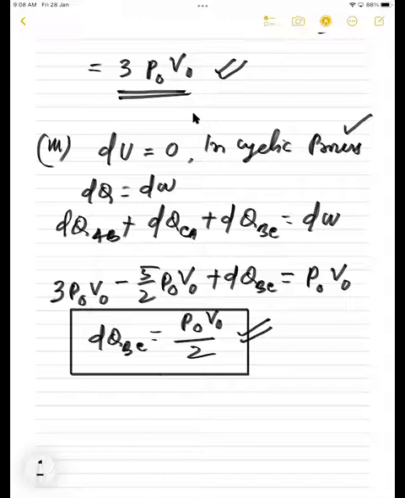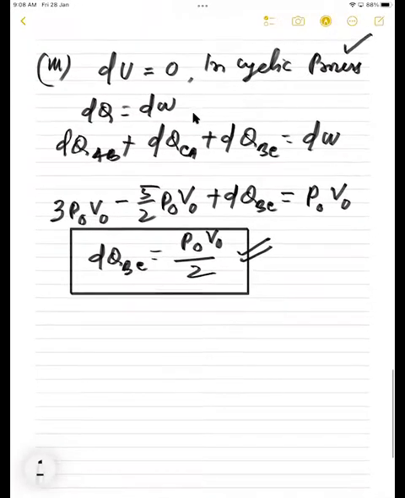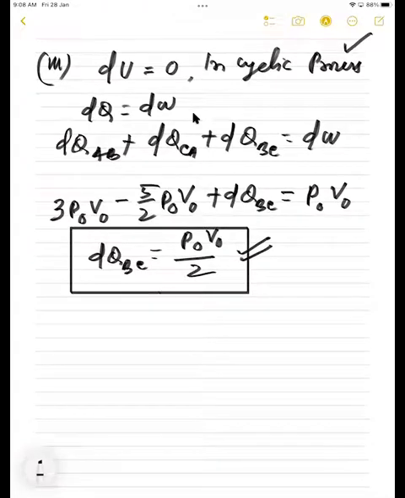Net heat absorbed by the gas during the path BC. So the temperature will reach maximum, students. Net heat is absorbed by the gas during which process? During the BC process, right? So that is P naught V naught by 2. So as net heat is absorbed by the gas during path BC, the temperature will reach maximum between B and C. So you can write here. It is asking now when the temperature will be maximum, right?